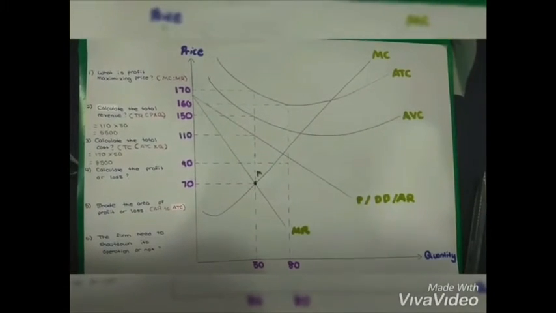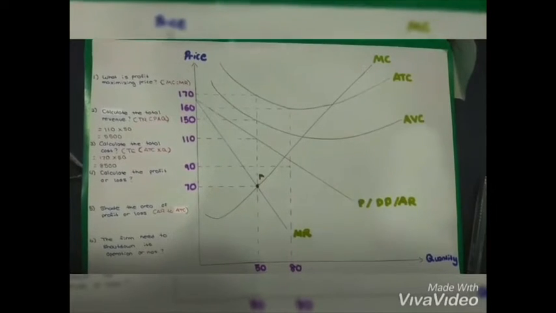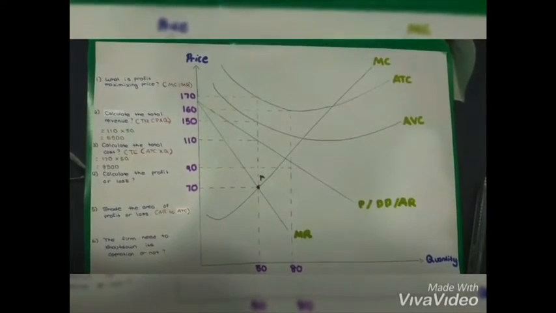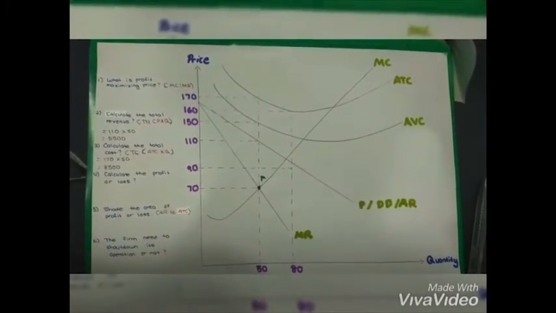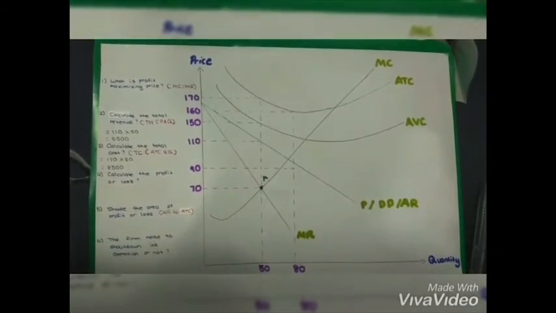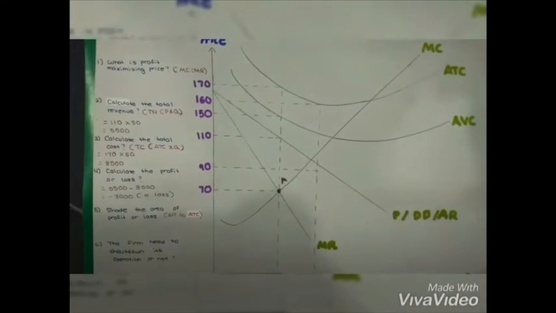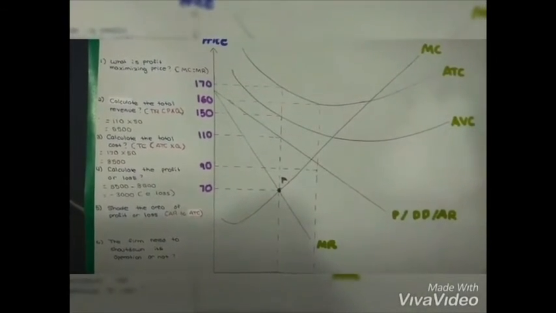Fourth question is, calculate the profit or loss. So, total revenue minus total cost. The answer we get is negative 3,000. That is economic loss. This is the way to get the answer.